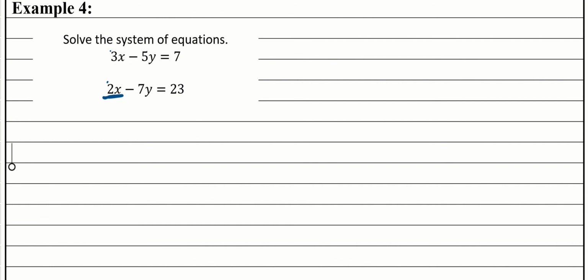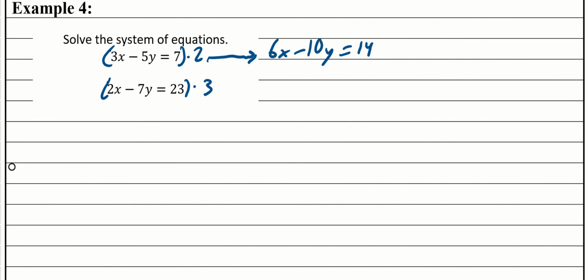So if I multiply this whole top equation by 2, then that will create 6x. But I just need to make sure to multiply everything. So 3x times 2 is 6x. Negative 5y times 2 is negative 10y. And then 7 times 2 is 14. Okay, and then as for the second equation, I want to make this 6x as well. So I'm going to multiply it by 3.